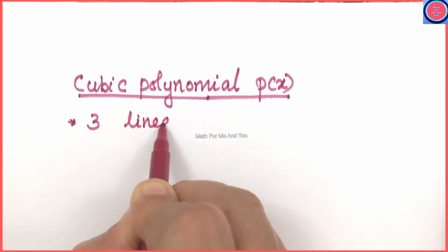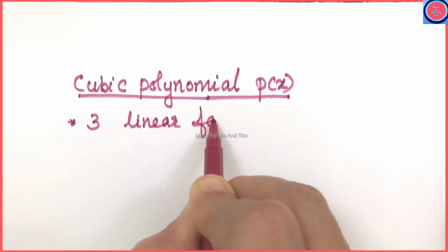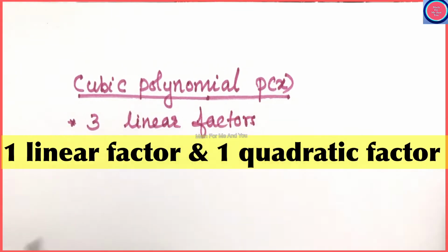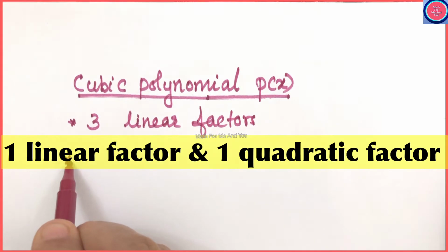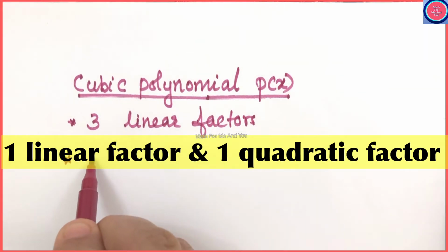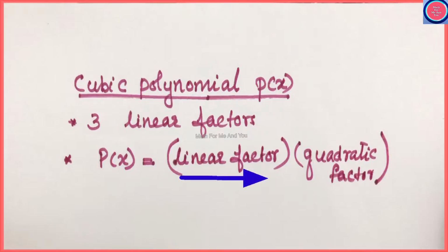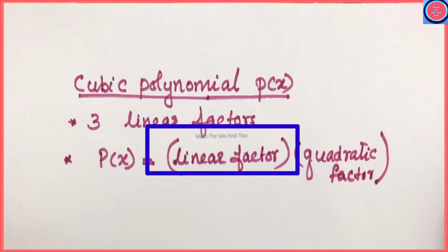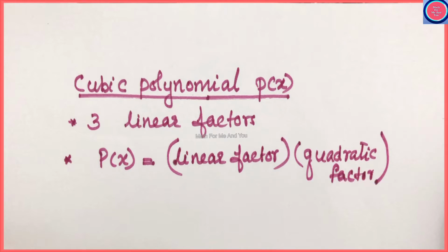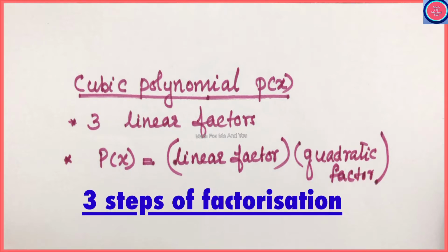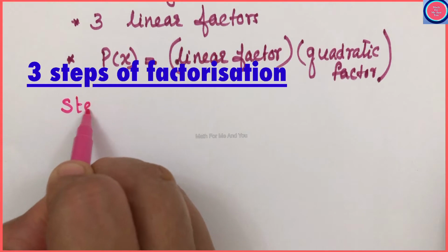For a cubic polynomial, we can say it has 3 linear factors, or we can say 1 linear factor and 1 quadratic factor. So we can write p of x as the product of a linear factor and a quadratic factor. If we get the linear factor, it's easy to get the factors of the quadratic factor. So we can say this is the method to factorize a cubic polynomial. First find the linear factor, after that get the quadratic factor and factorize. So we will follow the steps to factorize a cubic polynomial.